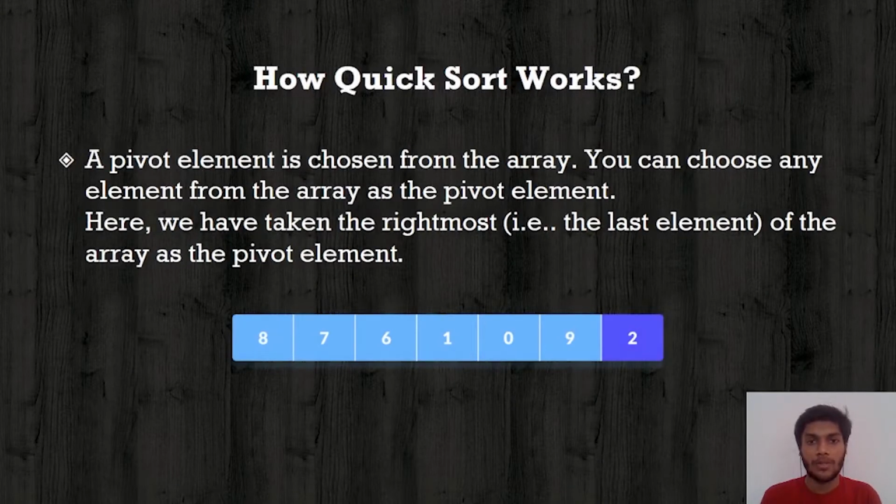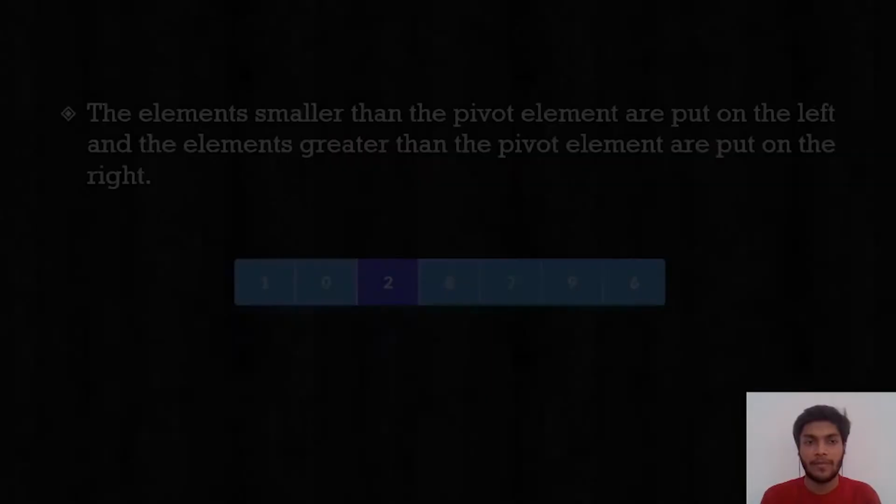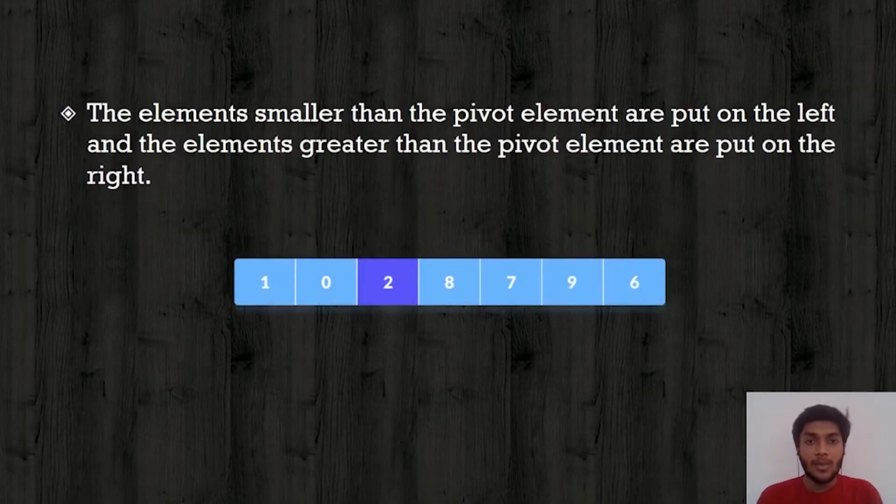How actually does quicksort work? First, a pivot element is chosen from the array. You can choose any element from the array as the pivot element. Here, we have taken the rightmost element as the pivot element. Either you can choose the leftmost or the rightmost. The elements which are smaller than the pivot element are put on the left side, and the elements which are greater than the pivot element are on the right side. Here in this figure, as the pivot element is 2, the smaller elements 1 and 0 are on the left side, and the numbers which are greater than 2 are on the right side.